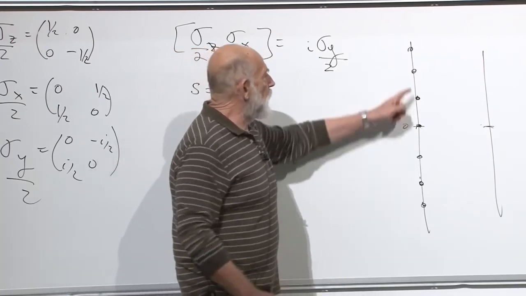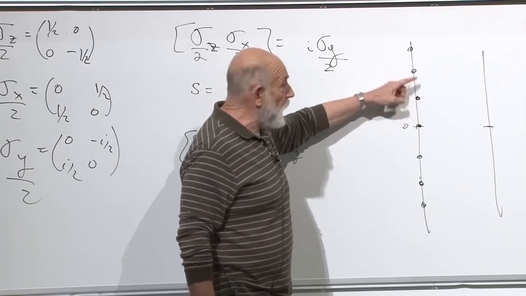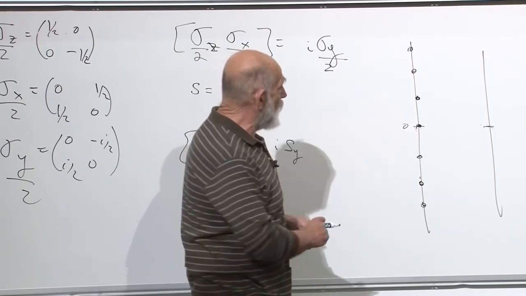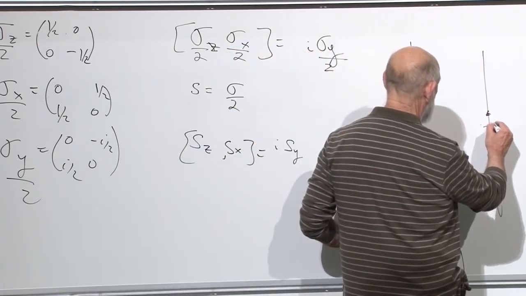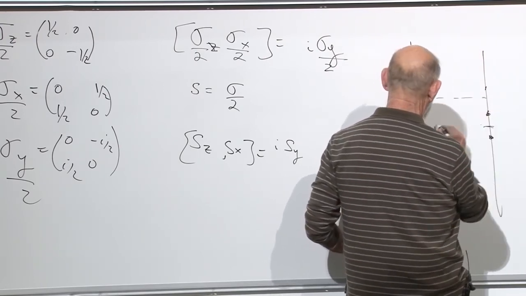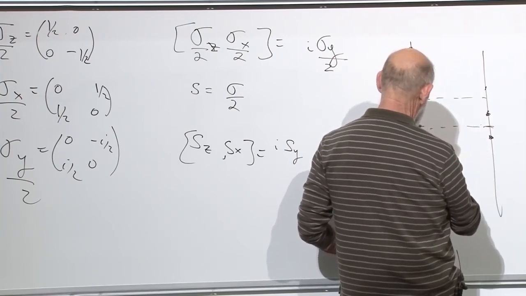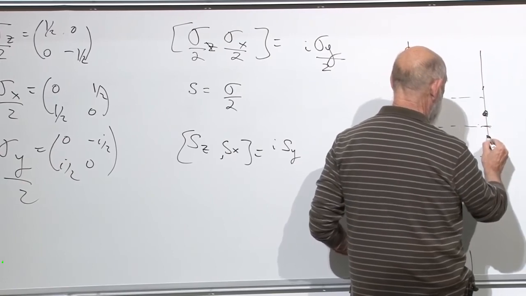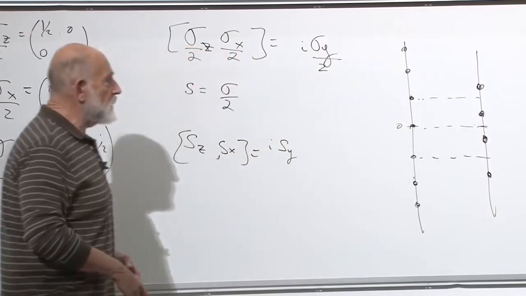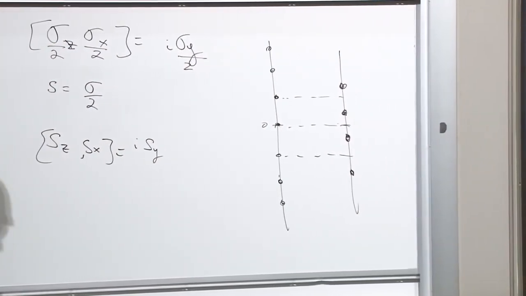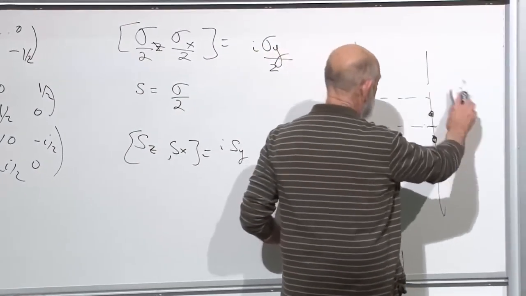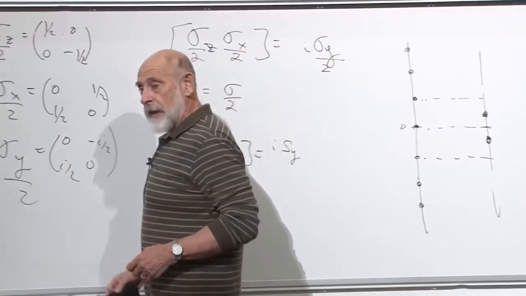Now remember, the raising and lowering operators shift you by an integer, but that doesn't say you start at 0. It says either you start with 0 or you start at 1/2. 1/2, minus 1/2, and then 3/2, minus 3/2, depending on the overall angular momentum. If it's spin 1/2, then there's only 1/2 and minus 1/2. And that's what we have here.